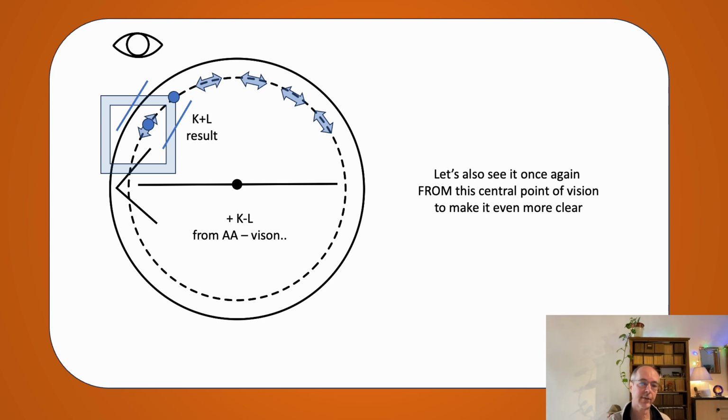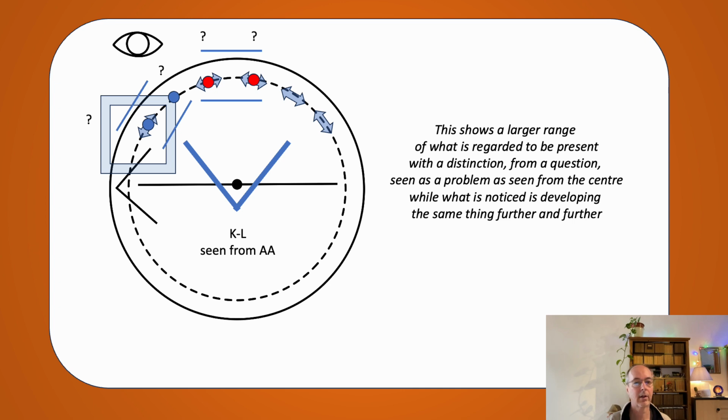Let's see once again from the central point of vision how we look at this situation. It shows this larger range of what is regarded to be present with a certain distinction, so with a question, and it's actually seen as a problem that it is developing further and further, but also further away with more and more questions how it is interconnected. It's the K with the development of L, and that's more or less the way you can associate it.